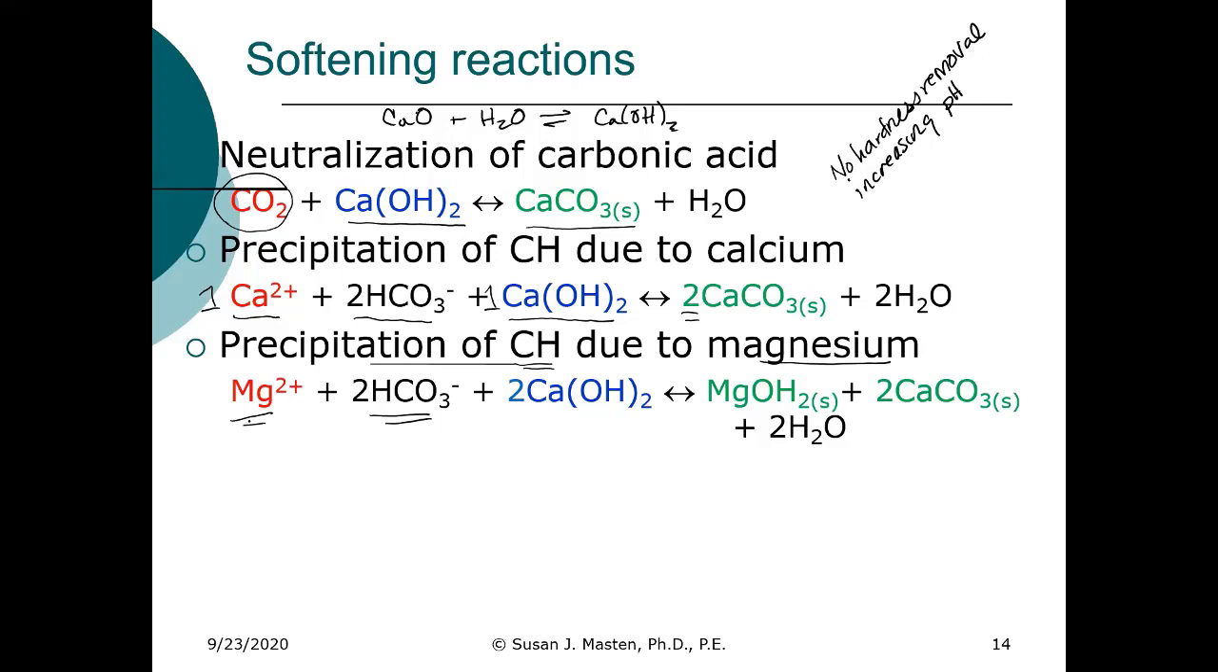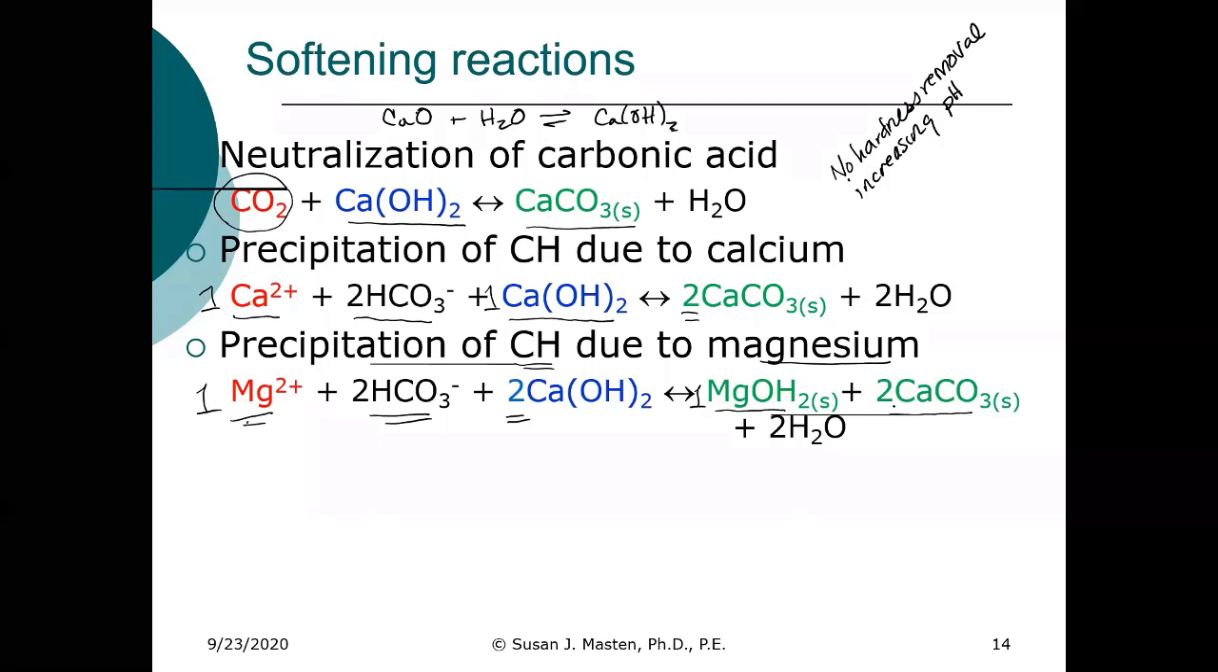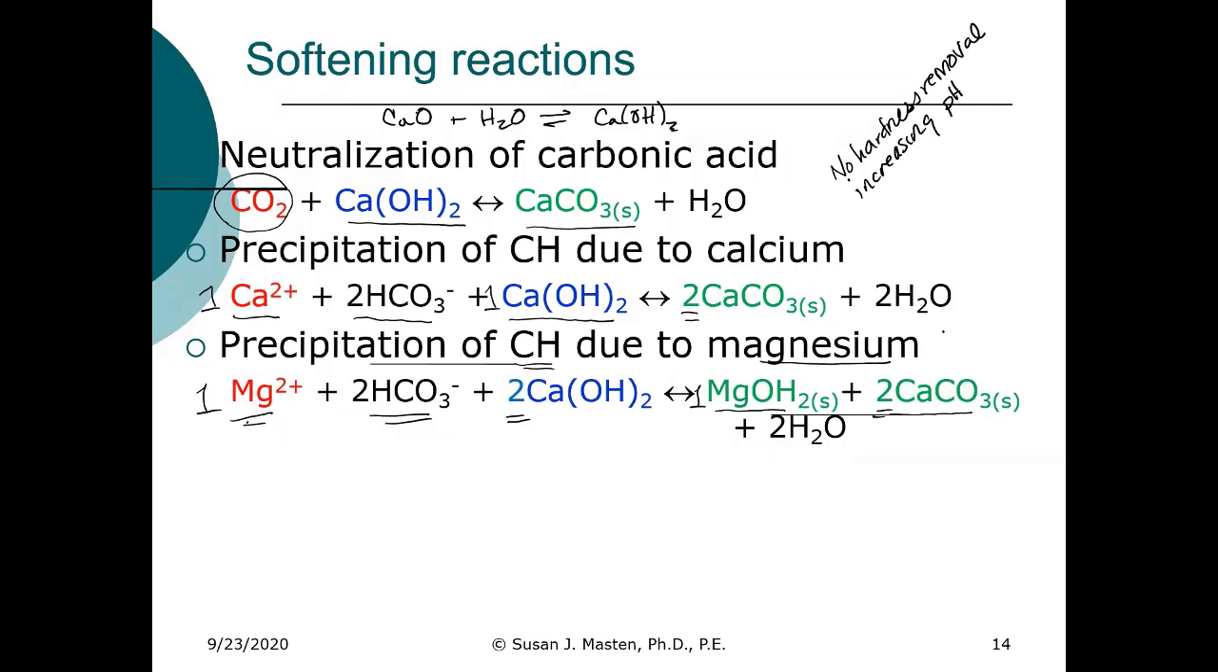For every 1 mole of magnesium, we need 2 moles of lime, and we will produce magnesium hydroxide and calcium carbonate. So we produce 1 mole of magnesium hydroxide, 2 moles of calcium carbonate. In order to achieve this reaction, we need to increase the pH to 11.3. So we need a high pH. Here we're typically operating at about 10.5. So we need to increase that pH significantly above what we need to remove the carbonate hardness due to calcium.